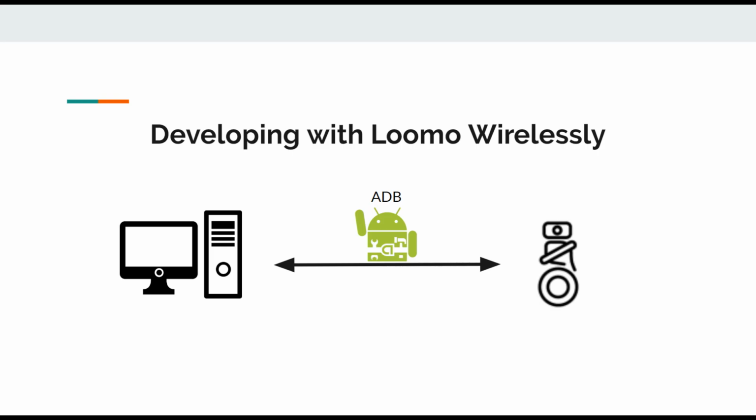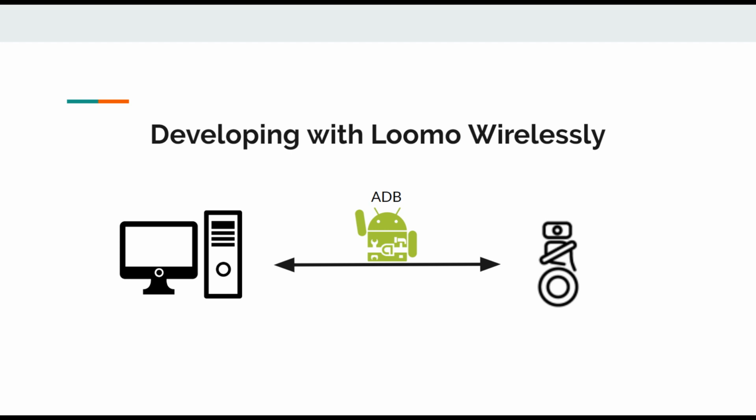Today we're going to be taking a look at using ADB wireless mode. Now, you may remember that ADB is the protocol used to communicate with Loomo from our host machine to both install third-party applications and run our own developer applications from Android Studio. The limitation with using ADB is that it operates over a wired connection. In Loomo's case, the USB cable plugged in from its head to our host machine.